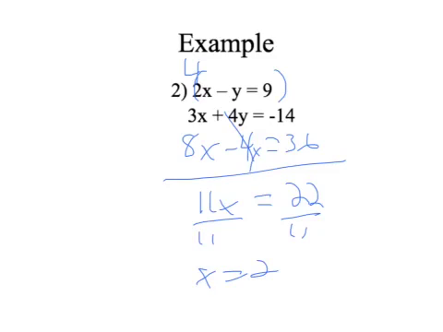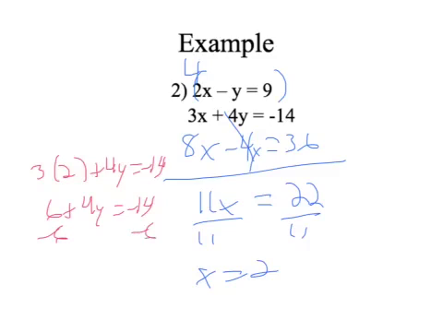So now I know what x equals. I need to plug it into either one of these original equations to solve for y. I'm going to plug it into the bottom one. So I'm going to take out x, replace it with 2. 3 times 2 is 6. Subtract 6 from both sides. Gives me 4y is equal to negative 20. Divide by 4.